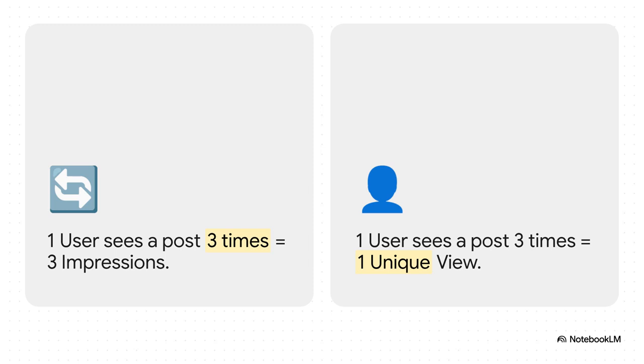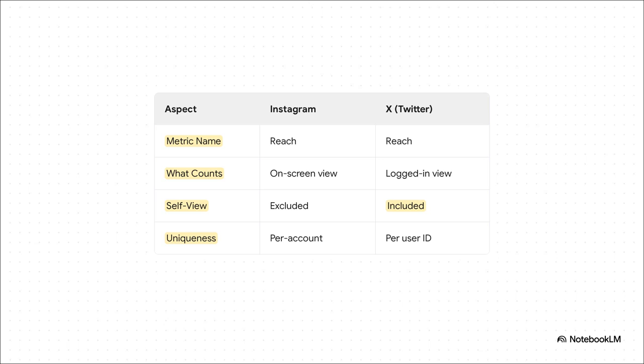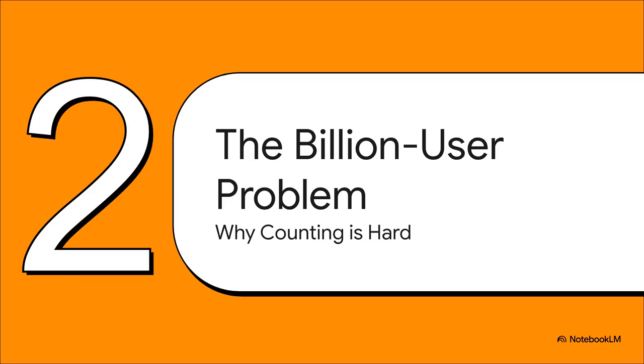See the difference? Impressions are all about how intense the engagement is, while reach is all about how big the audience is. And what's kind of funny is that every platform has its own weird little rules. Like on X, if you see your own post, that actually counts as a view. But over on Instagram, nope, they don't count that. It might sound like a tiny detail, but when you're talking about billions of views, those little things add up.